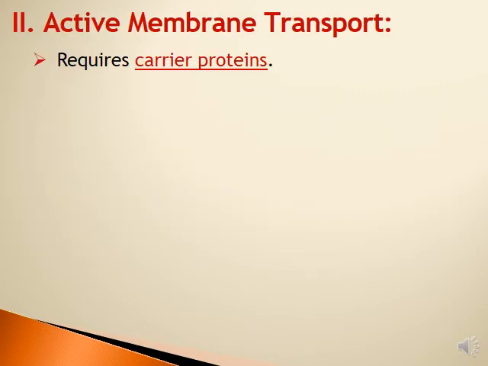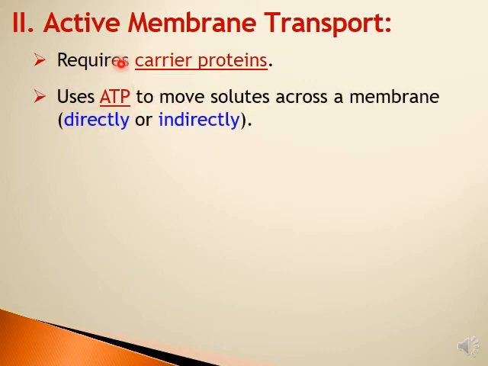Now let's move to the active transport. And the active transport requires two things. Number one, it requires a carrier protein. And the second important requirement is the ATP. So these transport systems need ATP to drive the transport because it is transport against the gradient. These carrier proteins use energy to transport ions and molecules from an area of low concentration to an area of high concentration, something we call against the gradient, against the chemical gradient, or against the electrochemical gradient if it is an ion. So the active transport system uses ATP to move solutes across a membrane directly or indirectly.